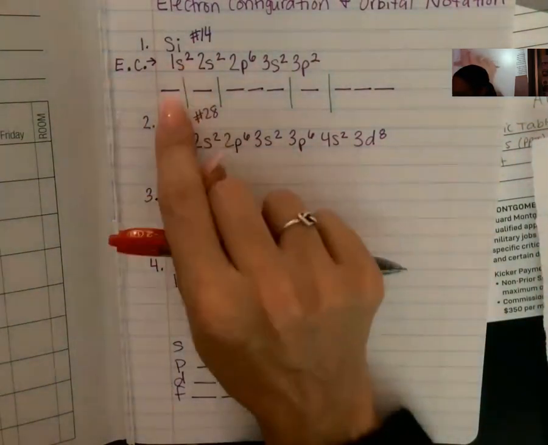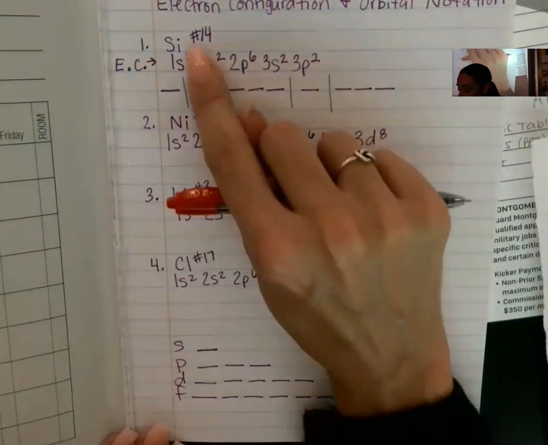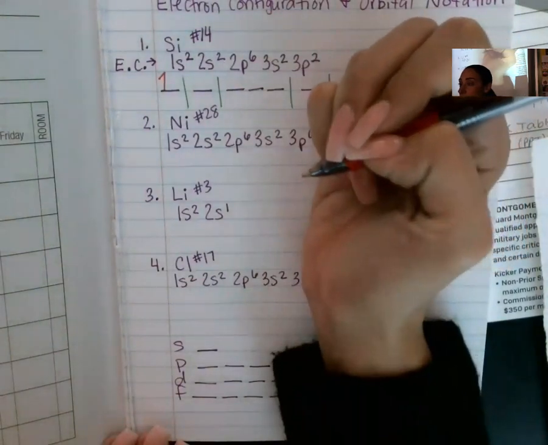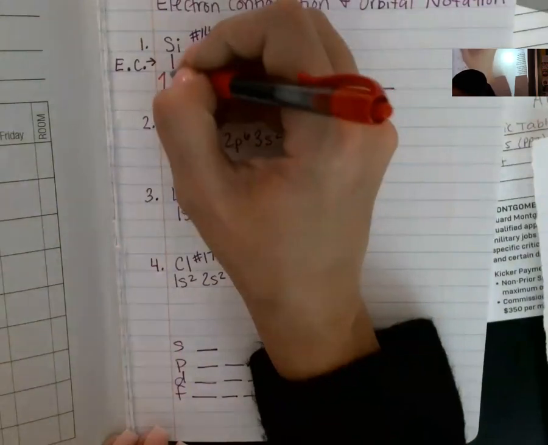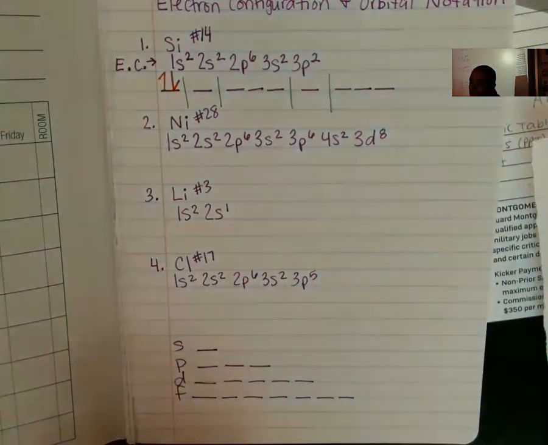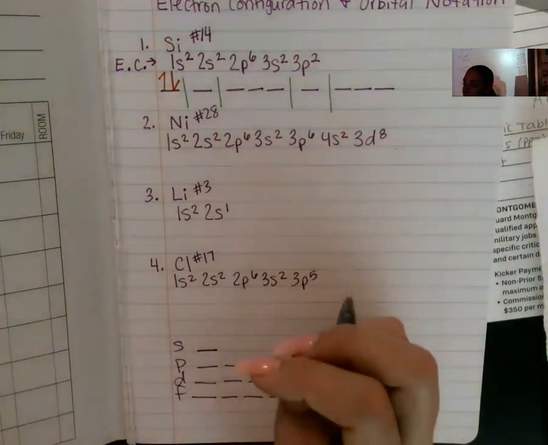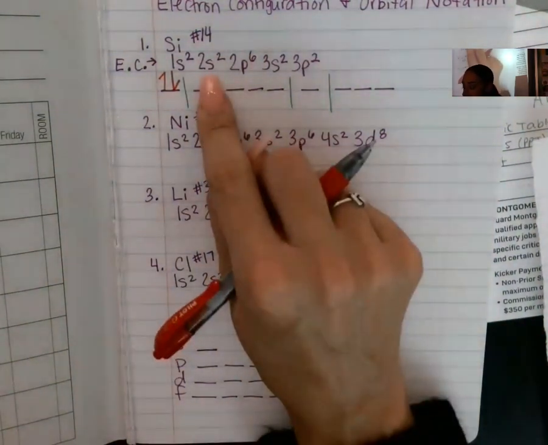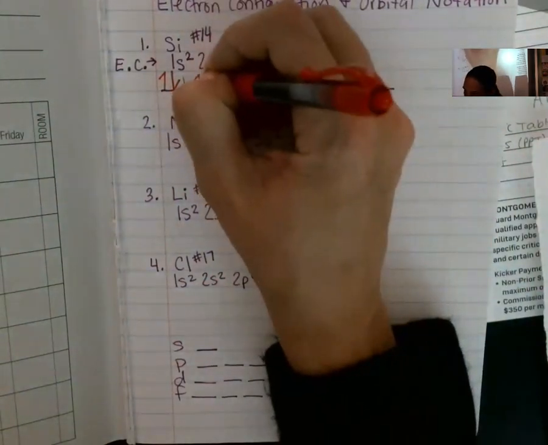So in the S level, there is one space that can hold 2 electrons. And this one has 2 electrons. So we're going to draw one going up. It's a half arrow going up. And then the other one has to be spinning in the opposite direction. So we're going to draw the other electron with a half arrow pointing down. This S sublevel also has 2 electrons. So one up and one down.